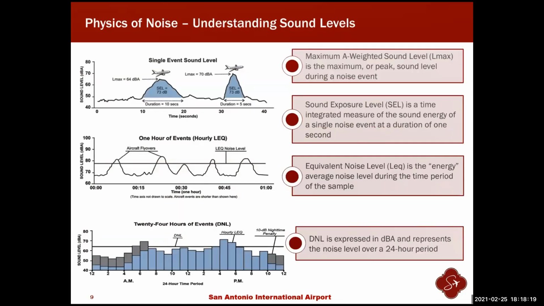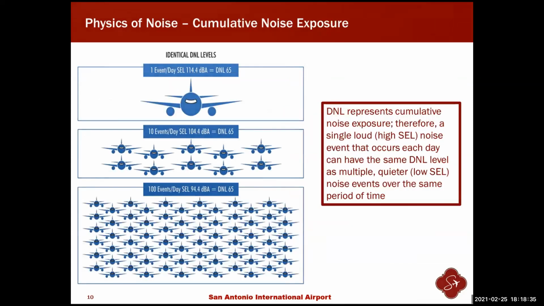The left side of this slide shows the building blocks of DNL, which involve generating hourly average noise levels and ultimately a 24-hour average sound level plus the addition of nighttime weighting penalty between 10 p.m. and 7 a.m. This slide shows the various activity levels that can combine to result in the same amount of noise exposure. While two people may experience the same noise exposure in terms of DNL, they may experience a very different number of aircraft overflights and noise levels depending on the time of day and where they are located around the airport.